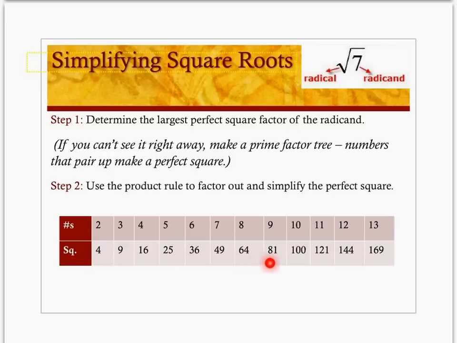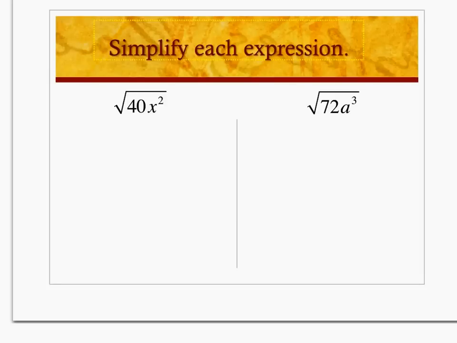So here I've listed just a couple of the first few perfect squares so you can start recognizing them. In these I have some variables, but remember, variables are going to act just like numbers. Anything that's to the power of 2, anything that's a perfect square, is going to hop out. So that's what we're looking for. We're looking to rewrite things as perfect squares.